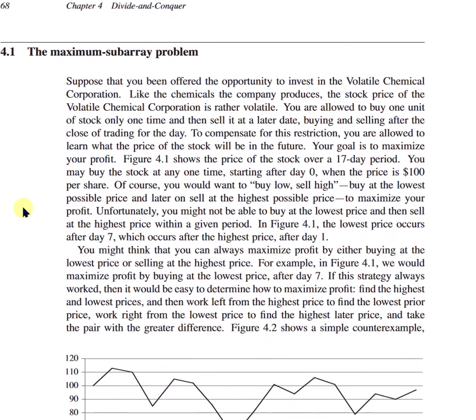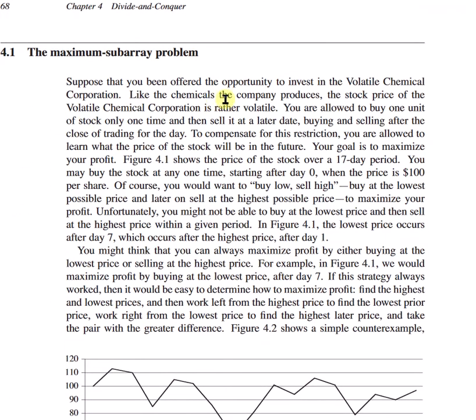Let us go to the maximum subarray problem. Suppose that you have been offered the opportunity to invest in the Volatile Chemical Corporation. Like the chemicals the company produces, the stock price of Volatile Chemical is rather volatile. You are allowed to buy one unit of stock only one time and then sell it at a later date, buying and selling after the close of trading for the day. To compensate for this restriction, you are allowed to learn what the price of the stock will be in the future. Your goal is to maximize your profit.